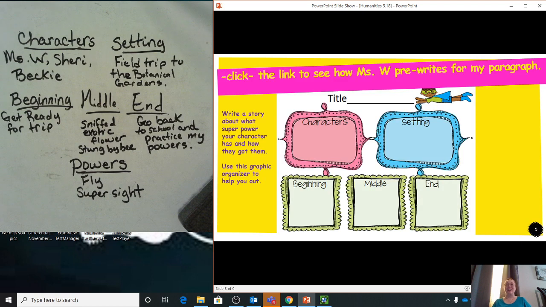So this right here is a little graphic organizer. And you don't have to print out this paper or anything. Miss W just actually wrote hers right over here. You can use a whole different piece of paper and write it out.